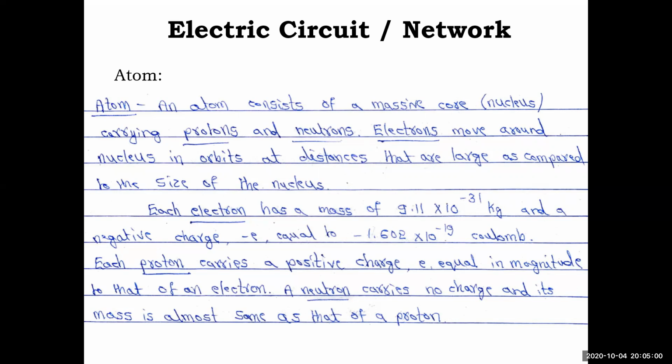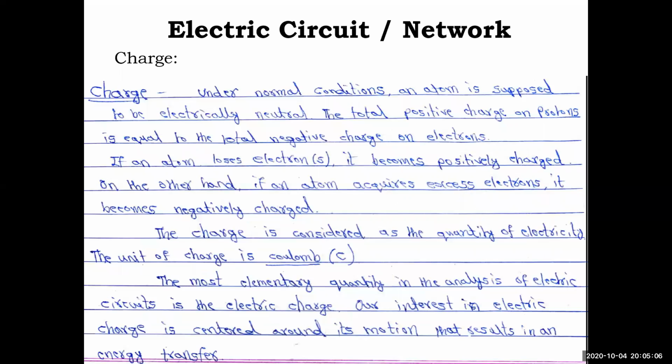Now in this atom we have mentioned charge, so now comes the concept of charge, which I'm going to discuss next. Charge. Under normal conditions, an atom is supposed to be electrically neutral, right? There is no positive or negative; it is a neutral one. The total positive charge on the protons is equal to the total negative charge on the electrons. Okay, so there is a balance.